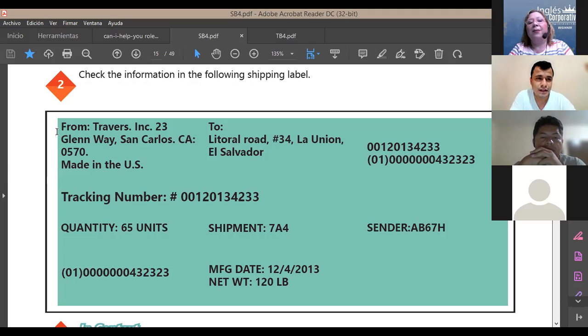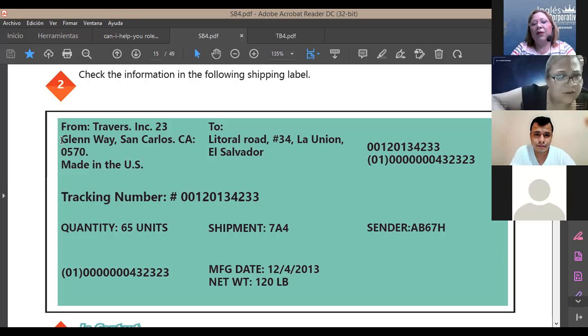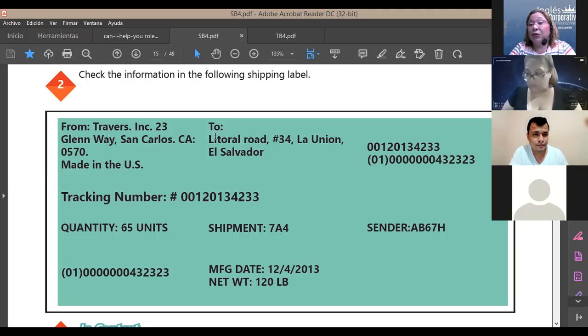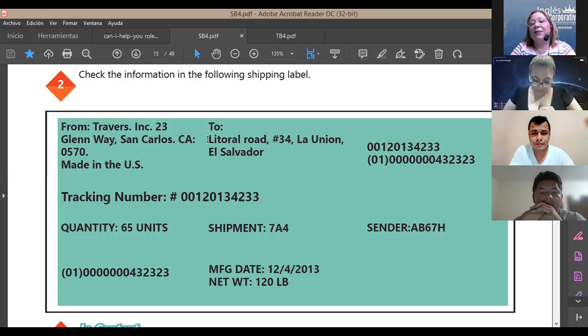It's Travers Inc. Yes, Travers Inc. And what is the address, the shipping address? Greenway, San Carlos, California. Okay, 0570, right? Okay, yeah. There you go. What is then the mailing address? The Littoral Road, number 3040, La Unión, El Salvador. 34, uh-huh. La Unión, El Salvador, bien.